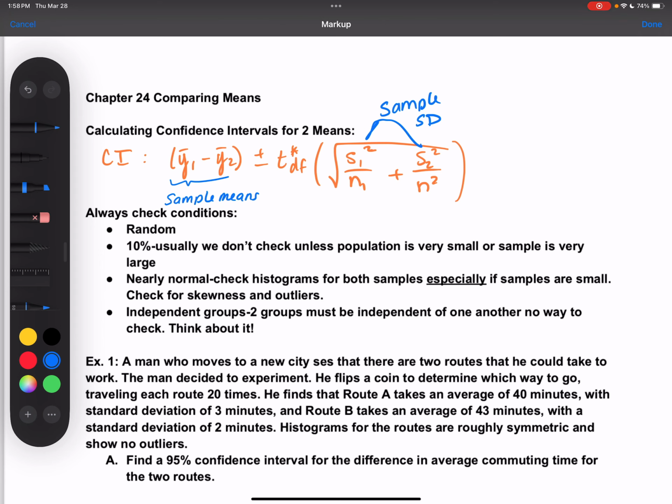All right, so in terms of checking conditions, we talked about that already, but just written a little bit differently. As far as the independent groups, obviously we said they must be independent. There's no way to check that mathematically. You kind of just have to think about it. It should just make sense, whether it is or isn't.